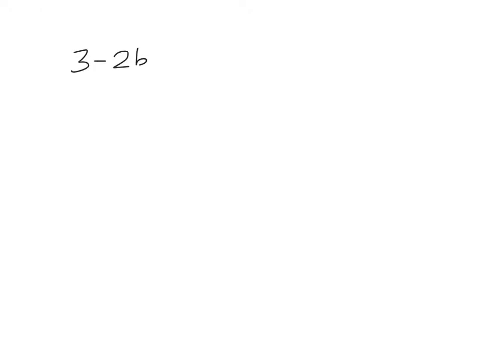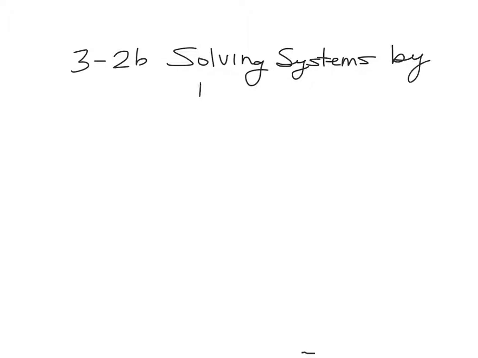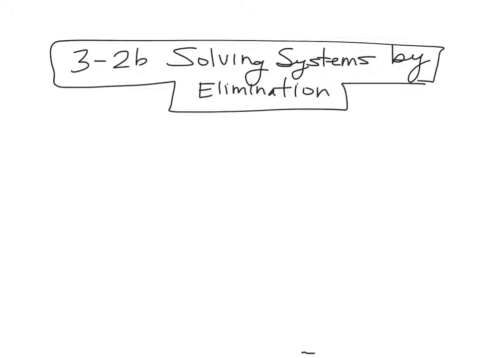This is 3-2B, and this is solving systems. So what methods have we done? Solving systems with, what was the first one? Graphing. Second one was the other one, substitution, right? This is solving systems by using elimination. Personally, this is my favorite one. You may disagree, but I like this one the best.